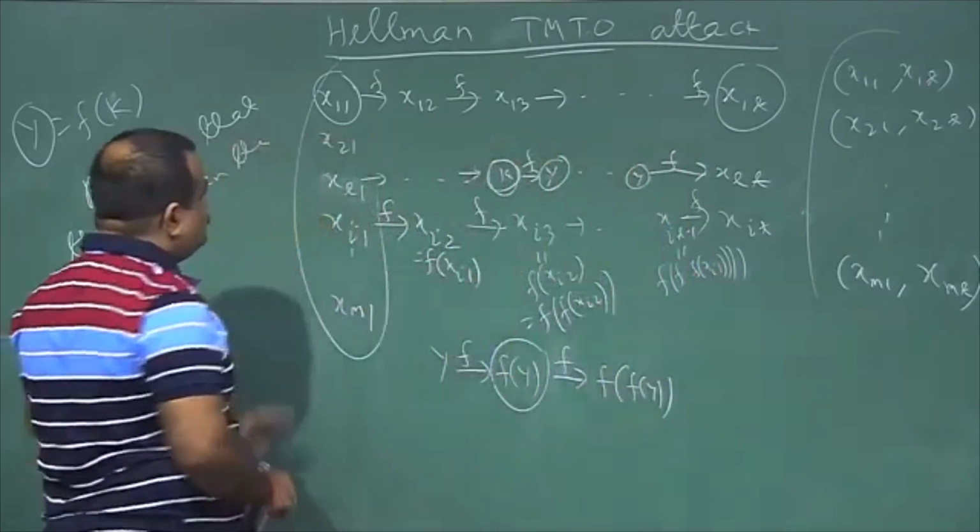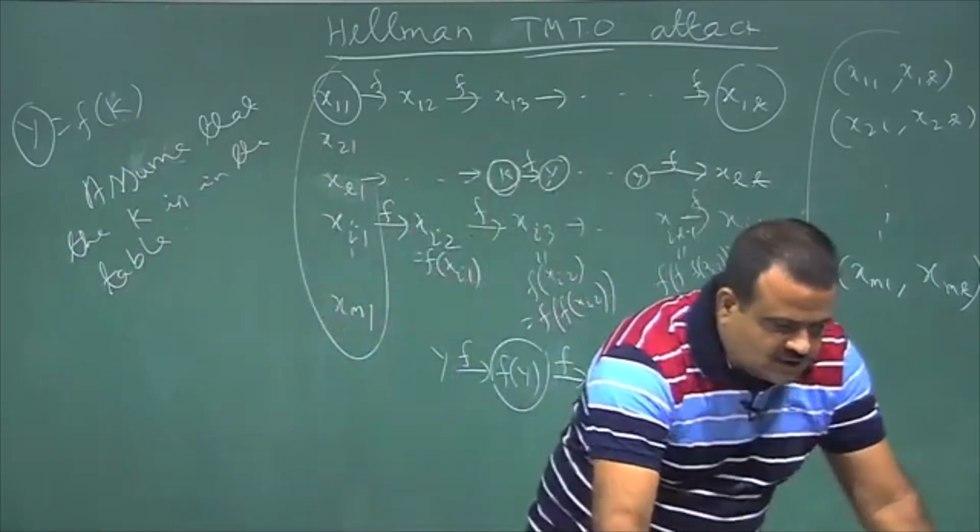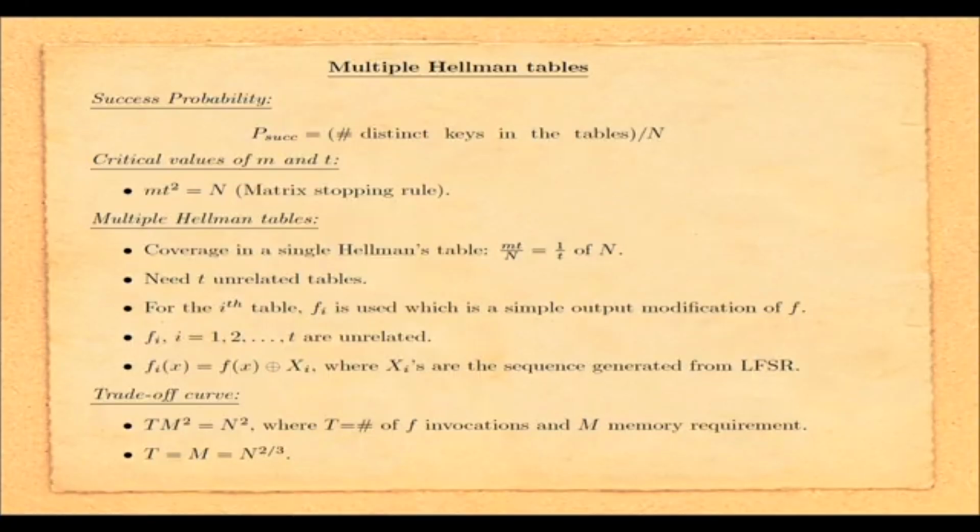Now, the success probability of this attack basically depends on the number of distinct keys in the table divided by the key space. This is basically 2 to the power s, n is 2 to the power s. Now, we want all the keys to be distinct in the table, but by the birthday paradox we have to stop when mt into t is less than n. So, this is the matrix stopping condition.